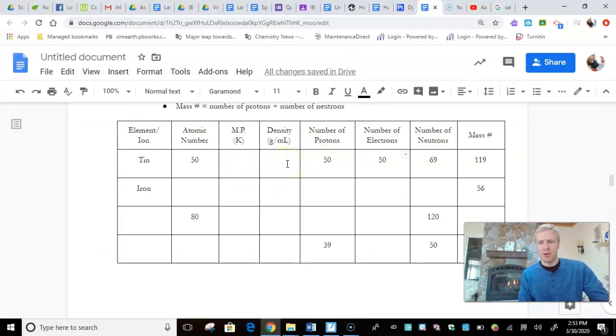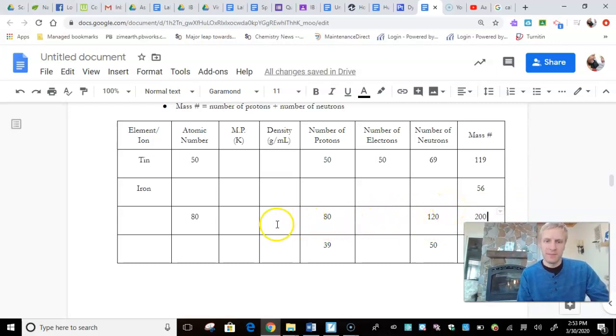Alright, let's do another problem, let's do a different one. Why don't we do this one? Atomic number 80. Well, the atomic number is the number of protons. So it'd be 80. And let's see, the number of neutrons is 120. And the number of protons is 80, so my mass number is 120 plus 80, which is 200.